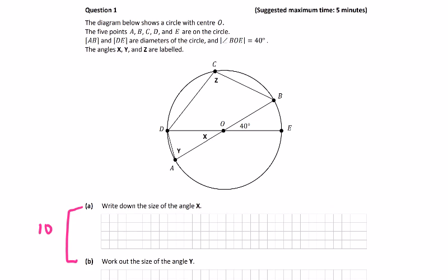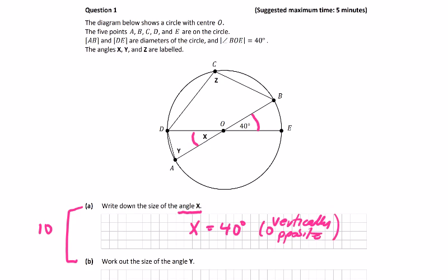Part A, we're asked to write down the size of the angle X. We're given this circle with some triangles and shapes inside it. So we've got a 40-degree angle here. X is opposite the 40 degrees. X is equal to 40. No explanation required, but it is opposite, or vertically opposite, to be technically correct.